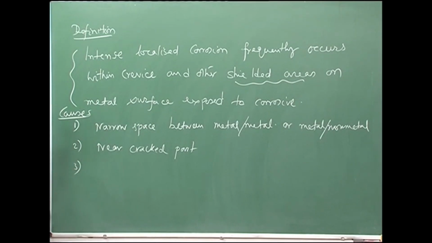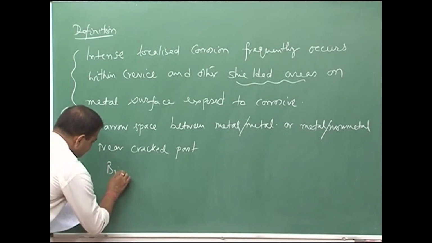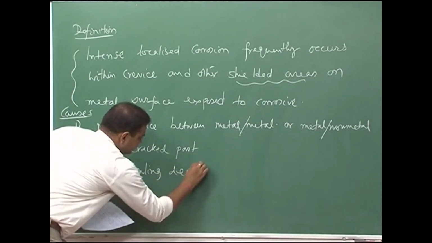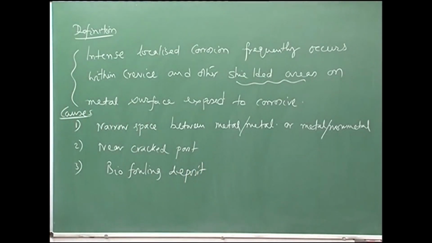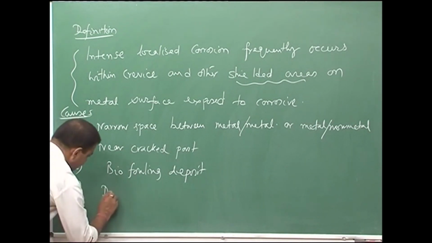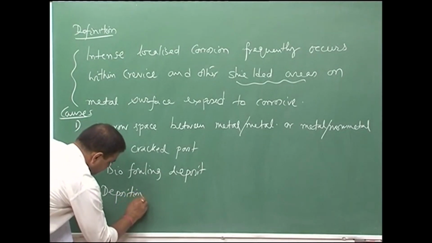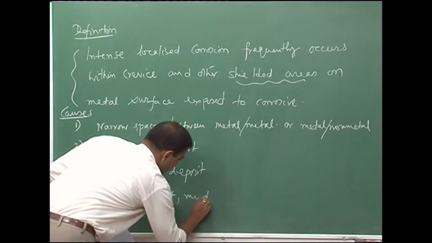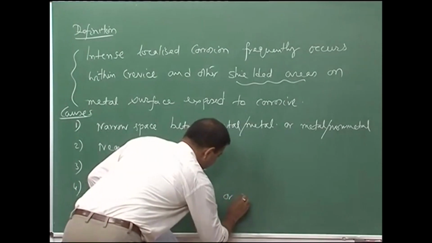or it can also happen near the sea part, which is below the sea level, below the water level, due to accumulation of biofouling deposits that could lead to crevice corrosion, and there could be a possibility of deposition of dirt, mud, or other deposits.